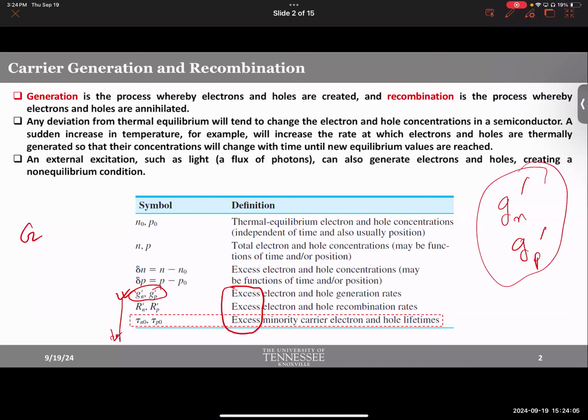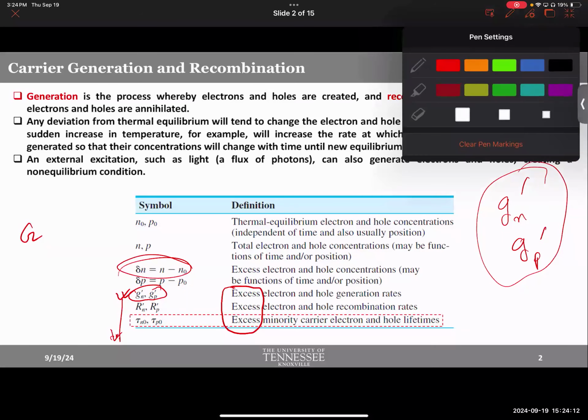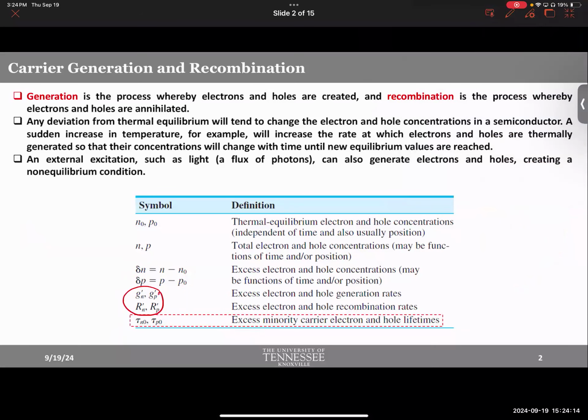So together, like this concept, right? Whatever you had before, whatever you have generated now. Simple. But for the most part, we'll be dealing with this lowercase g because we are dealing with excess carriers here. So Gn, Gp. I hope you are not going to be confused by this. Generation of electron, rate of generation of electron, rate of generation of hole. Just to represent it's a rate, we're going to use prime.